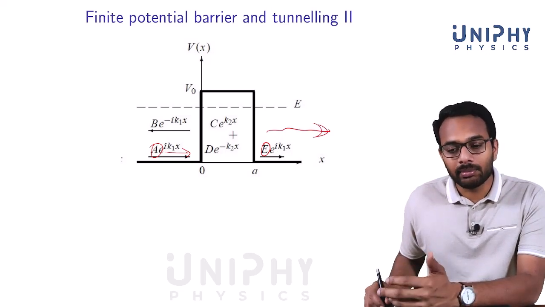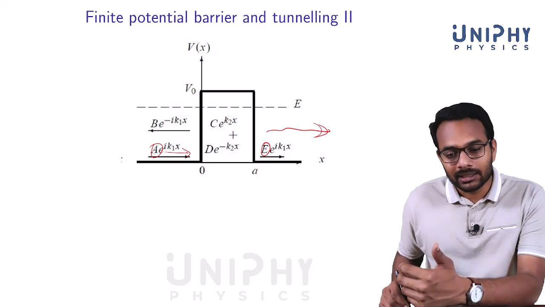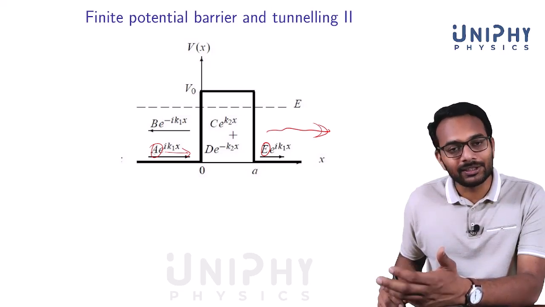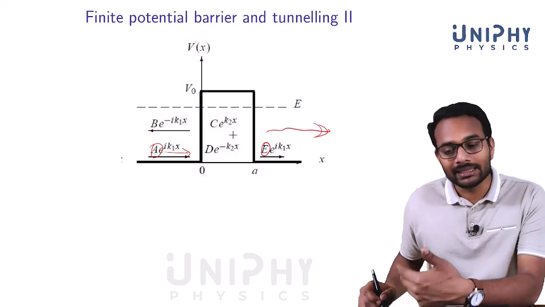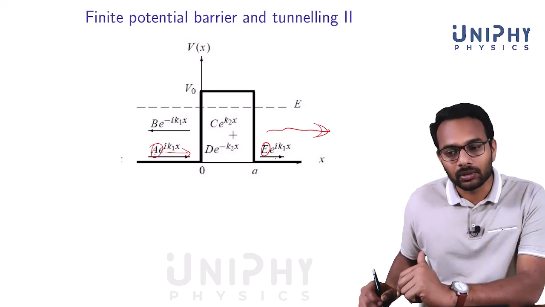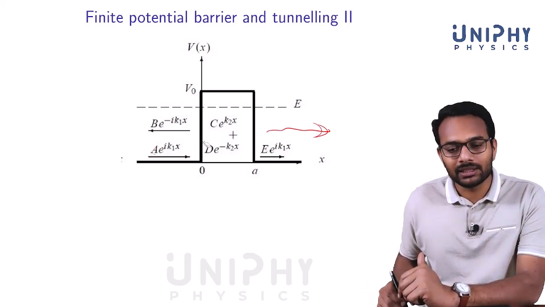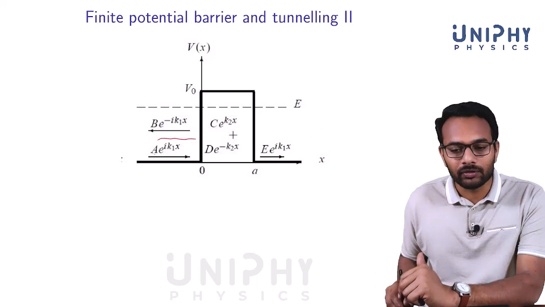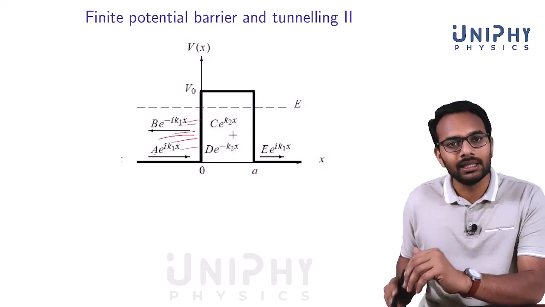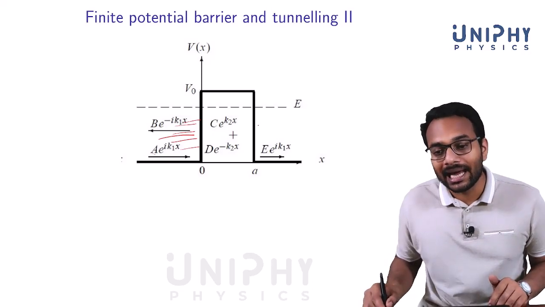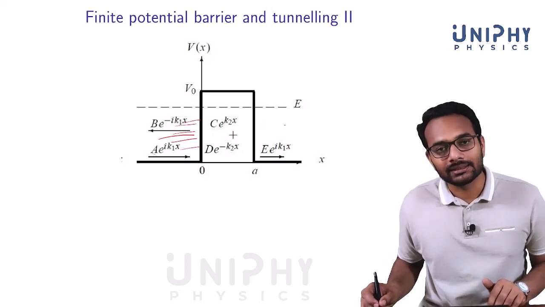Now, what's the probability that the particle represented by A e raised to i k1x ends up on the other side of the potential barrier? Which means you are actually asking: of all the particles, imagine you are hitting this with a large number of particles, what fraction of these particles will actually end up on the other side? That's the question.